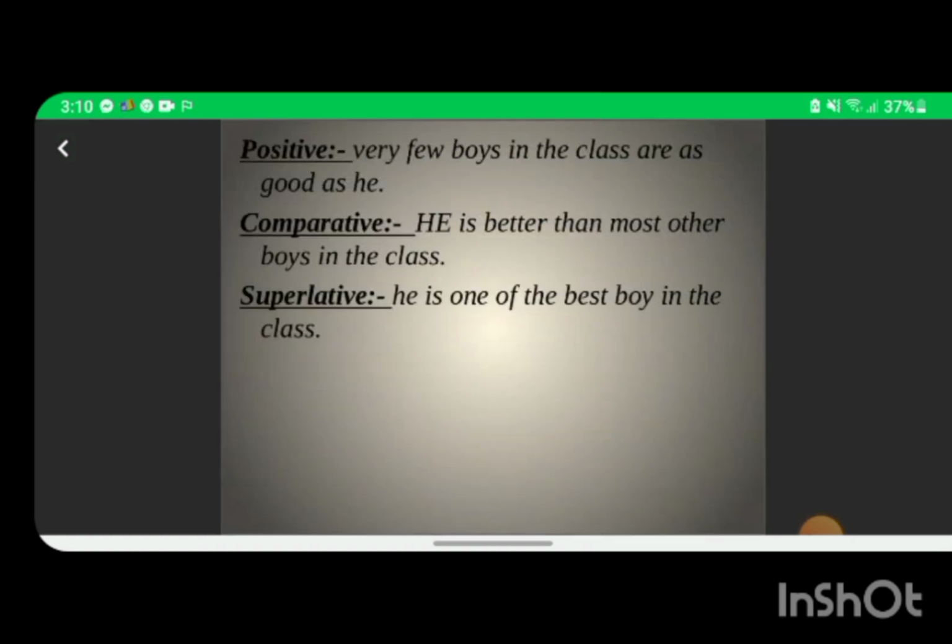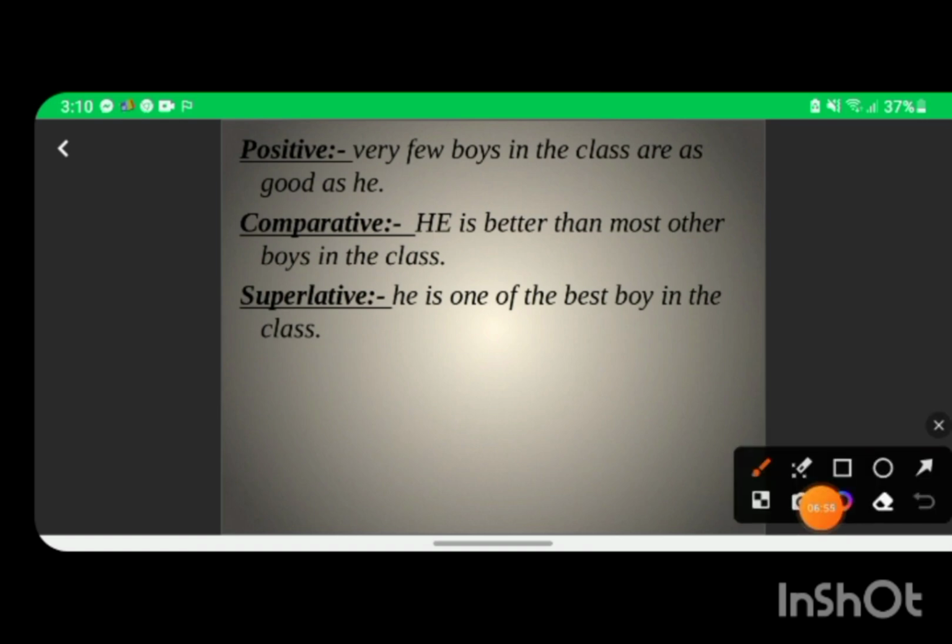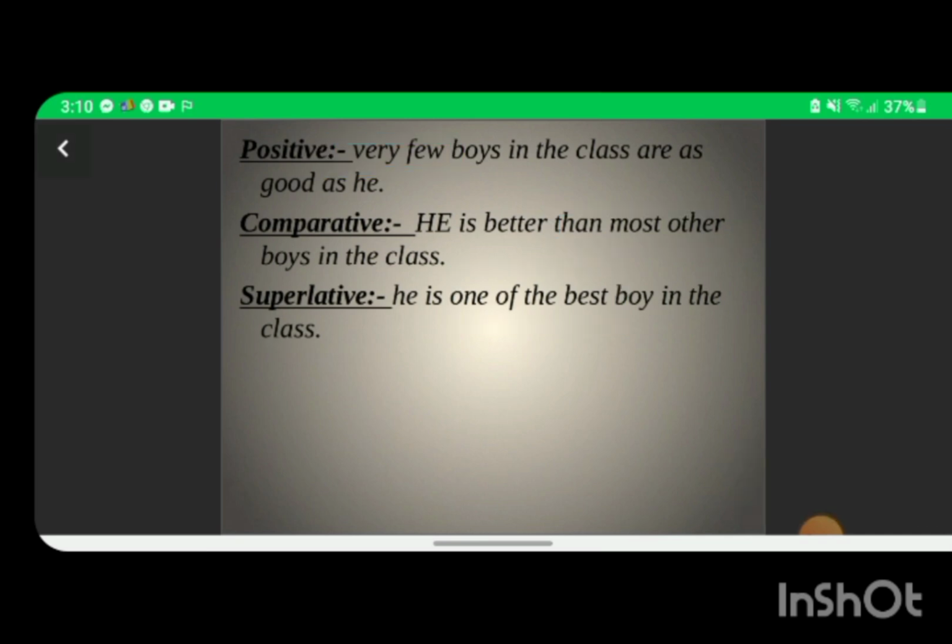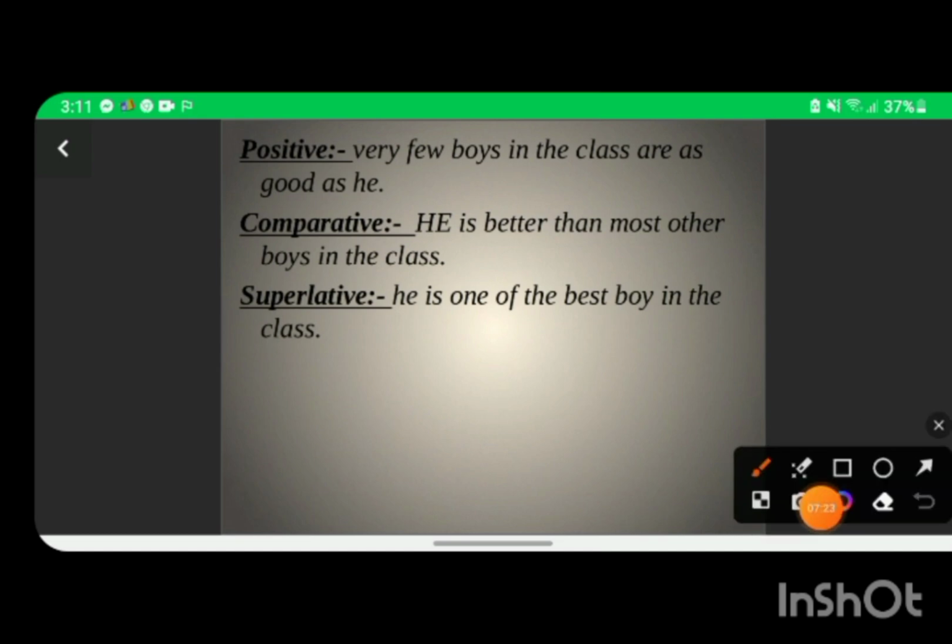Very few. According to the technique, if you see "very few," you will use "than most other," and at the time of superlative degree you will use "one of the" plus adjective superlative degree. Now you can see: "Very few boys in the class are as good as he." "He is better than most other boys in the class." You can see here the word boys is plural because there is "very few" in our positive degree.